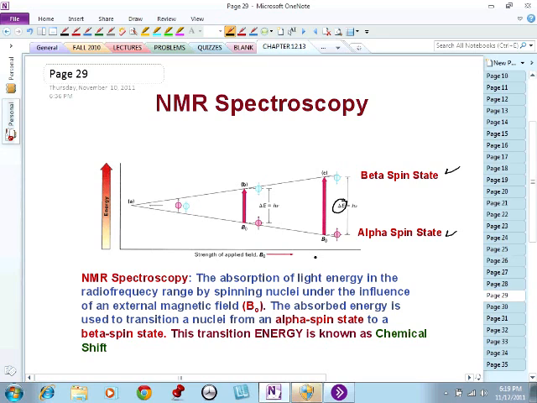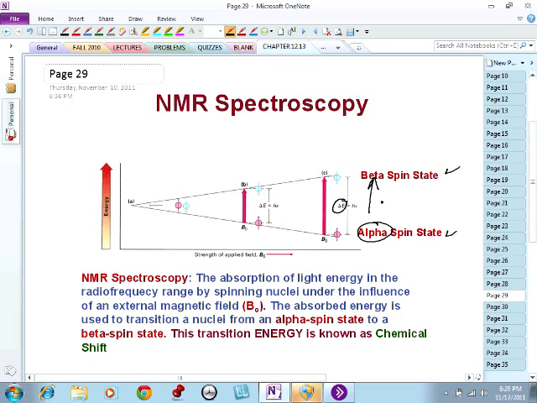The greater the external magnetic field, the greater that delta E will be. In other words, the differential in energy between those two spin states. Now, the absorption of light energy by the nuclei that are in the alpha spin state, right here, to go from here to here, the absorption of energy is what we measure under nuclear magnetic resonance spectroscopy.